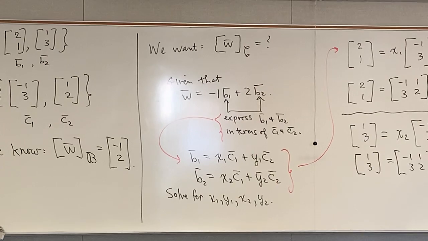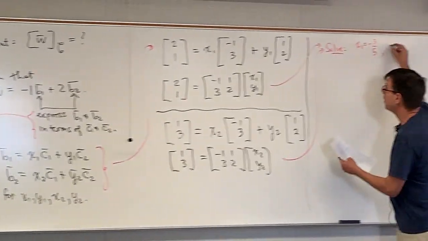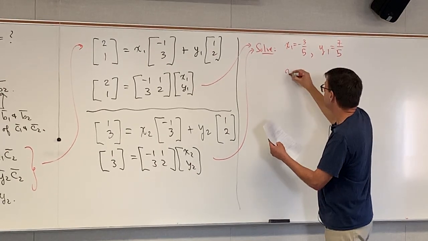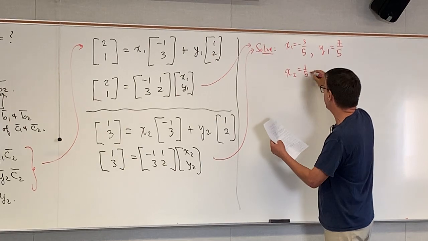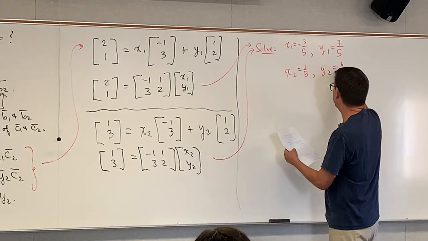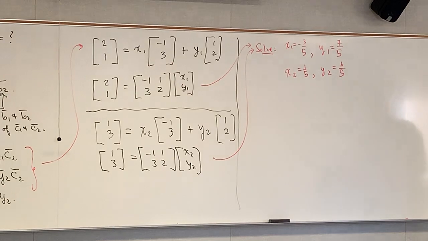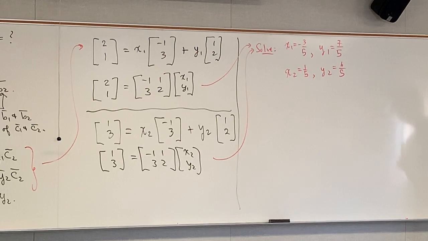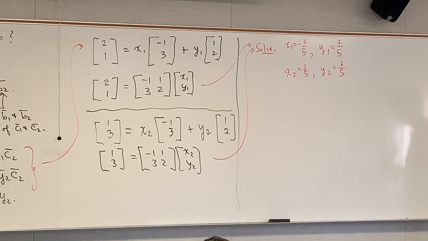So when we solve, I'm not going to write out the details of solving this. I get x1 is equal to negative 3/5, y1 is equal to 7/5, x2 is equal to 1/5, y2 is equal to 6/5. And those actually are unique solutions.